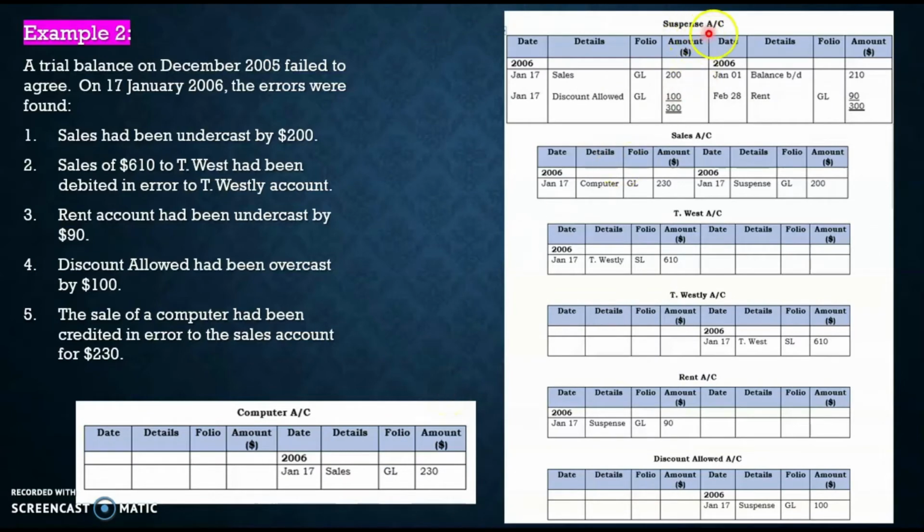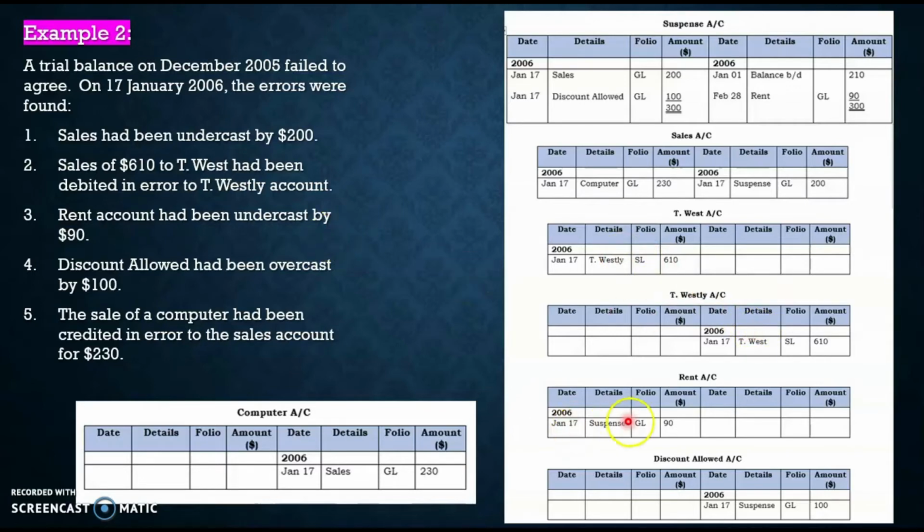So we will have our suspense account. This figure, the balance brought forward, is given. So we have it on the credit side. The first one, with sales being undercast, we went ahead and ensured that it is added up. So we put it on the credit side, put the sales on the debit side for the suspense. For Wesley, it had nothing to do with suspense, so we're just going to have our two accounts, that's West and Wesley. So we're going to be debiting West as mentioned before and crediting Wesley with the amount.